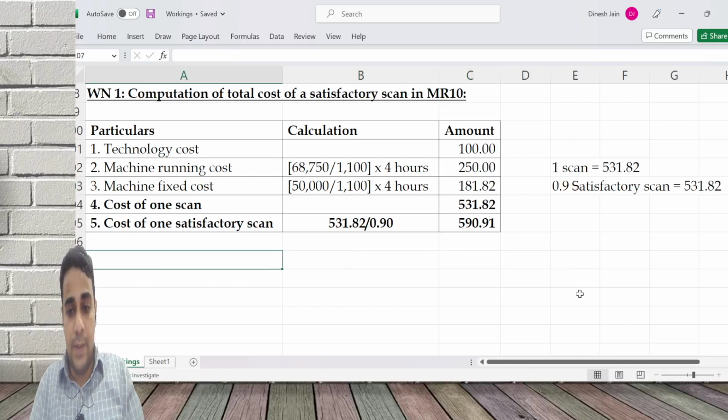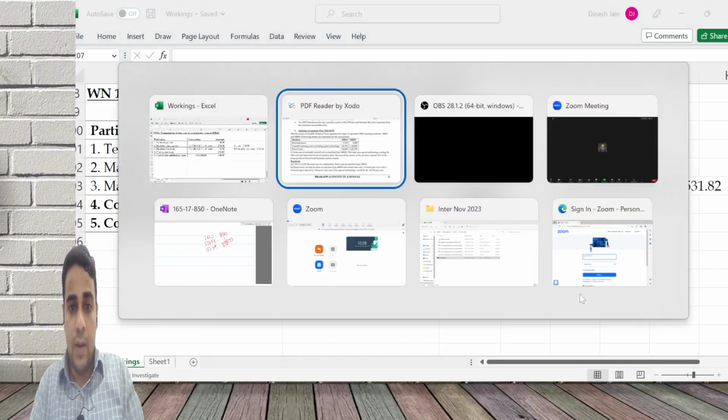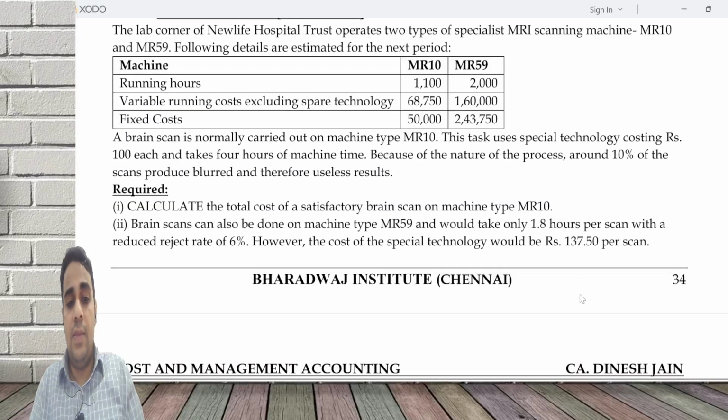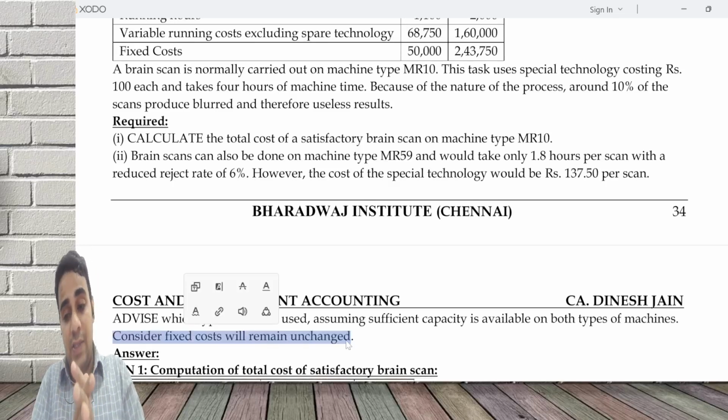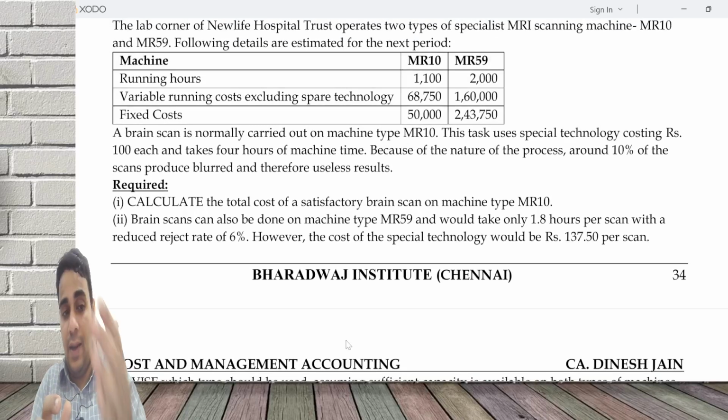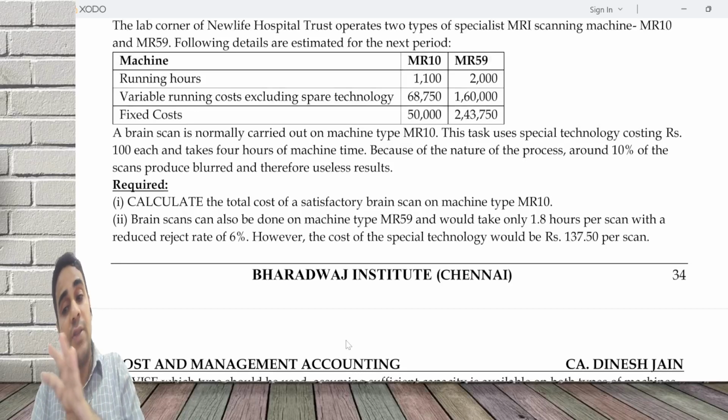Let me know if there are doubts here. Now we are thinking of moving to another machine which is called MR59. Brain scan can also be done on MR59, which will take 1.8 hours, lesser time. Rejection is also lesser, but the technology cost is 137, and they are saying please consider fixed cost to remain unchanged. Remain unchanged means if you do MR10 or MR59, the fixed cost of the company will not change.